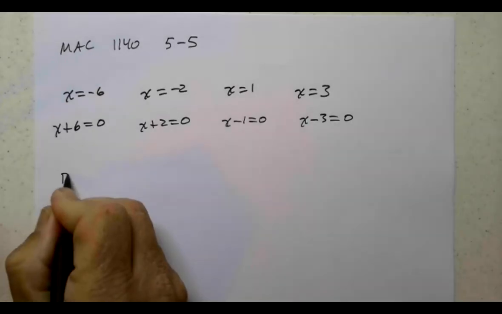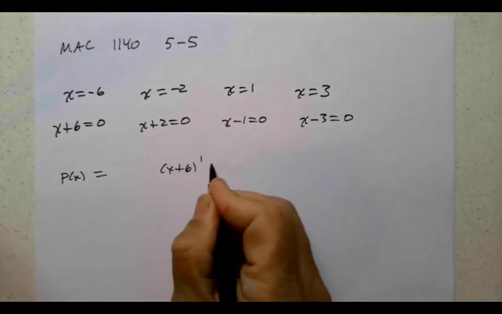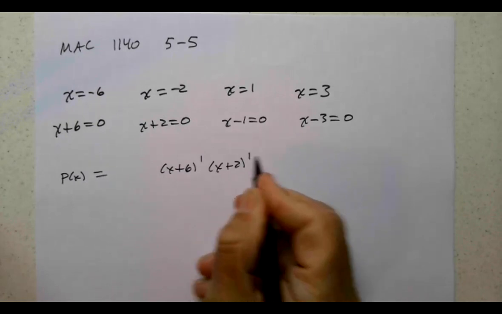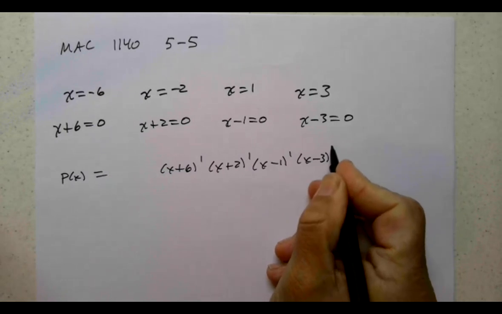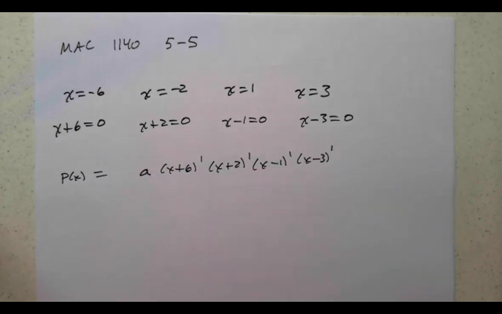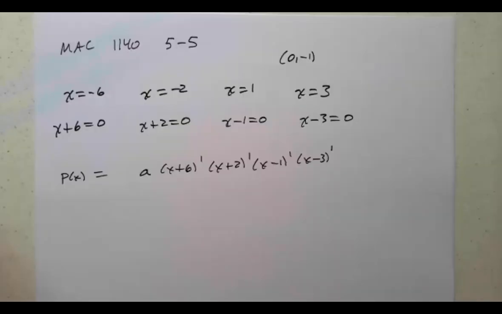So our p of x is going to include x plus 6 to the first power, x plus 2 to the first power, x minus 1 to the first power, x minus 3 to the first power, and some multiplier. But how do we find out what that multiplier is? Well, I need a point on the graph. What did I give you? The point 0, -1. So 0, -1 seems to be on the graph.